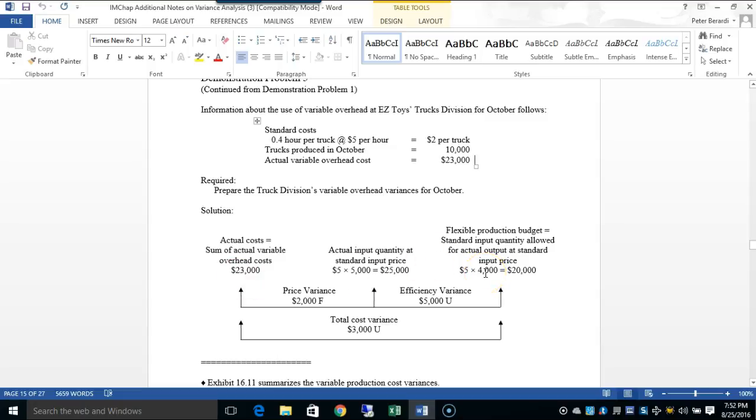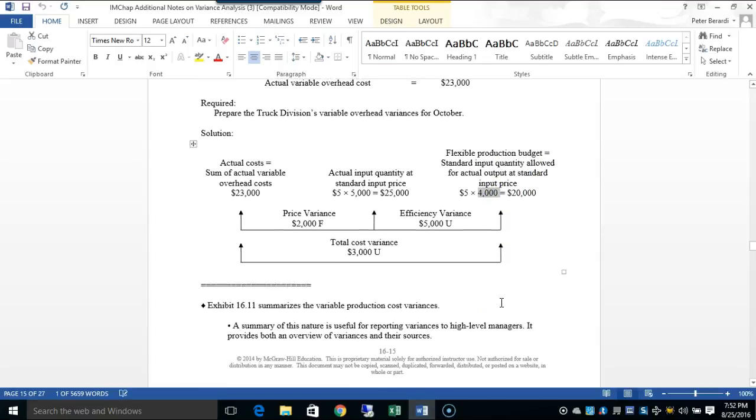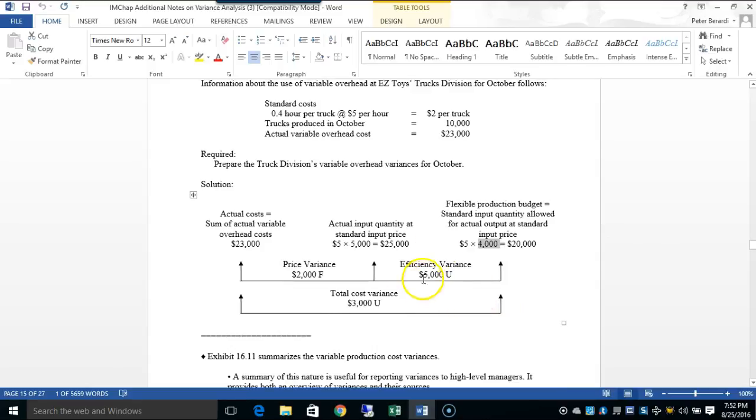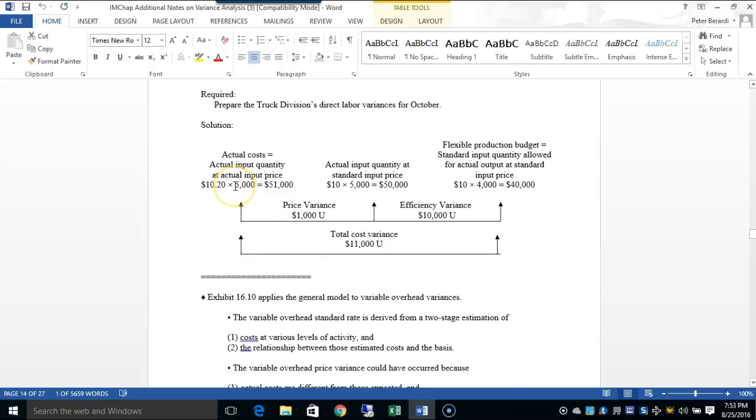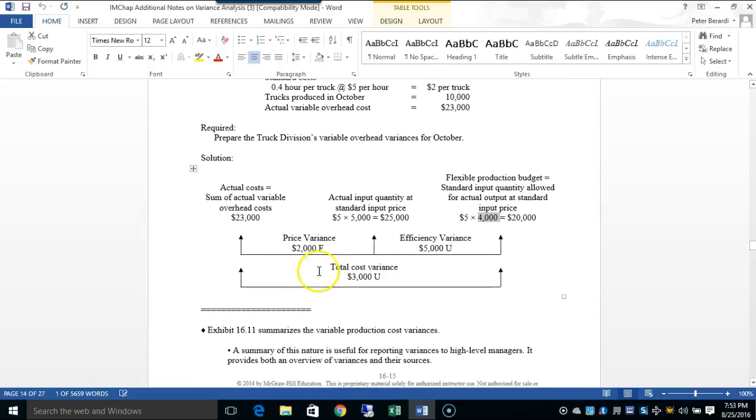For our flexible budget, our standard costs, it takes 0.4 hours to produce one truck. Therefore, it should have taken just 4,000 direct labor hours. Our cost per hour is $5 under variable costs. The middle column then can be computed as standard price times actual hours, so $5 times 5,000 actual hours used, which we're taking from the direct labor problem above. So direct labor hours were 5,000.